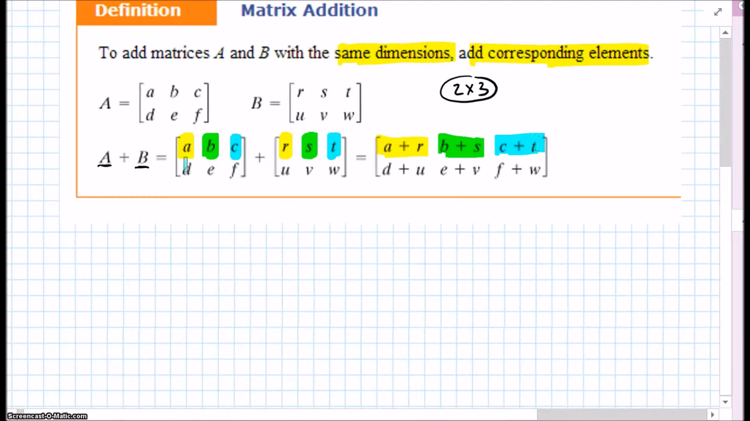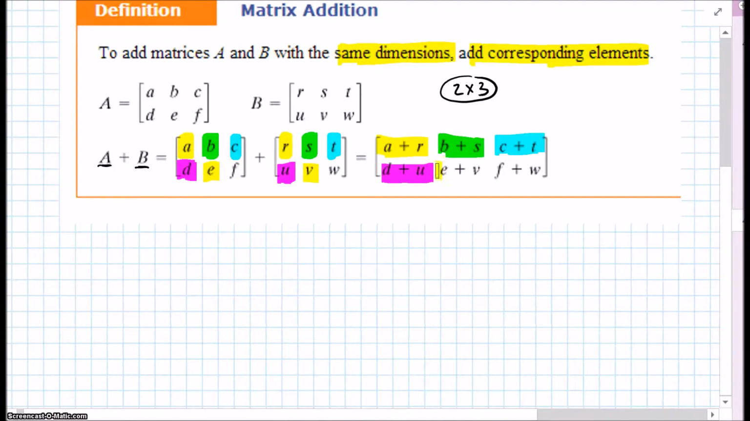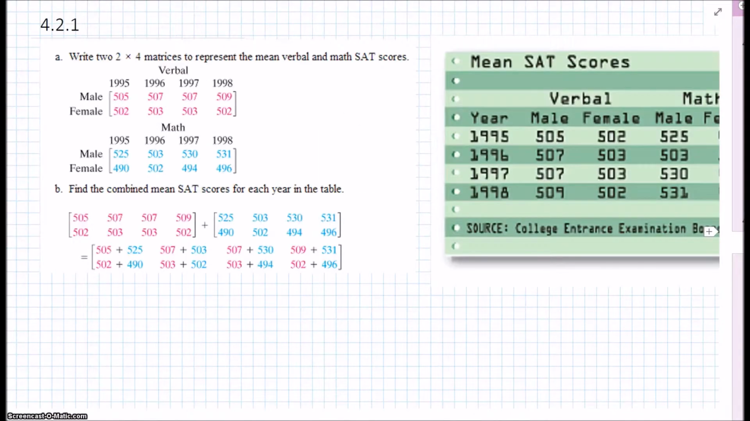Element A11 is A, element B11 is R, so the new one would just be A plus R, and so on and so forth. So it'd be D and U, D plus U, E and V, E plus V, F and W, F plus W. Now let's take that and try to apply it to numbers.